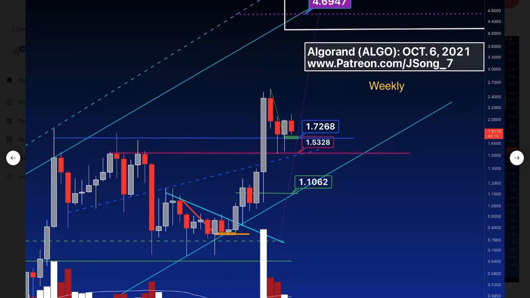There is some healthy news. Algo is still looking good. October 6th, this is my weekly chart. And we're still sitting healthily above here. And that's very, very nice.